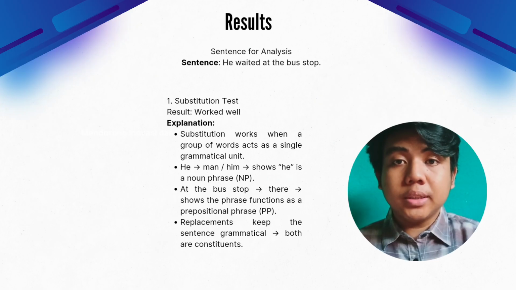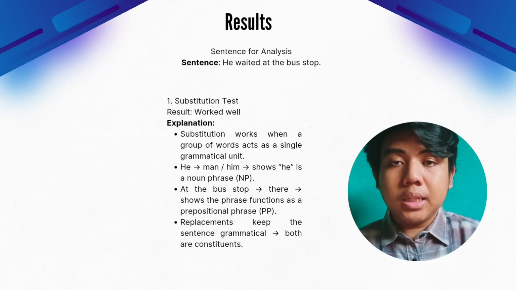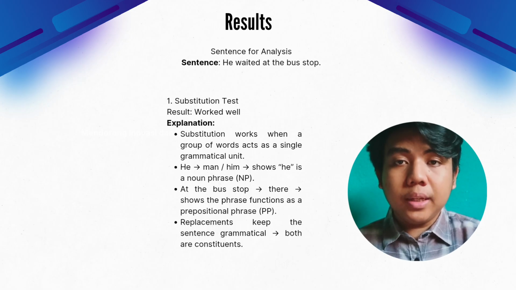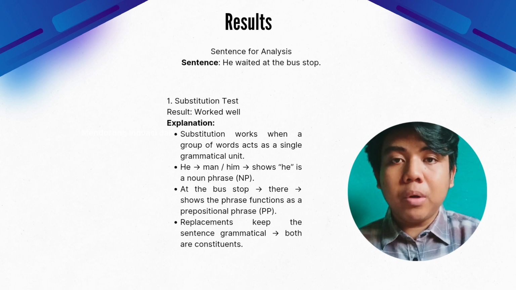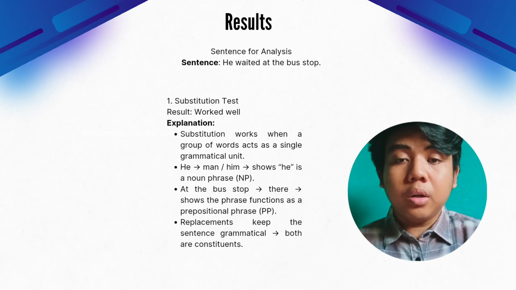So about the constituent test results, the first is the substitution test. This test works when we can replace a group of words with another word or phrase without changing the sentence structure. For example, in the sentence, "he" can be replaced by "the man" or "him," showing that it's one noun phrase. Also, "at the bus stop" can be replaced by "there," meaning it acts as one prepositional phrase, so both are independent constituents.